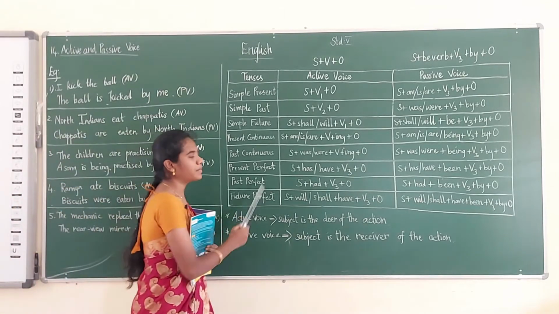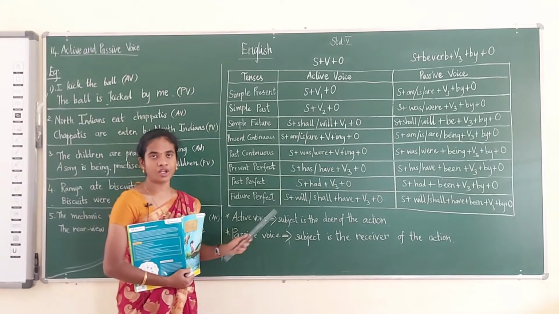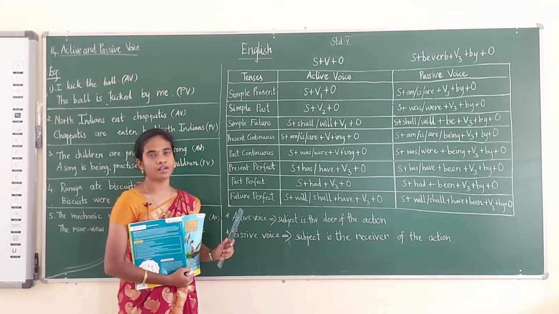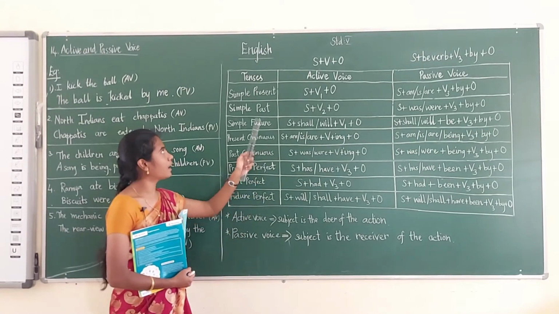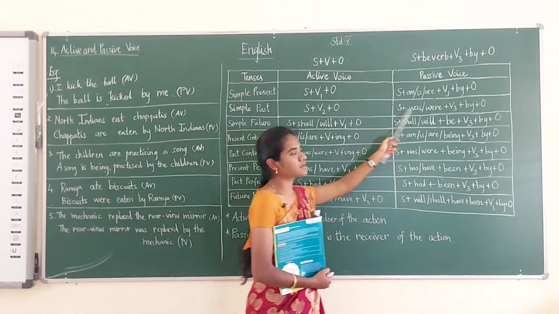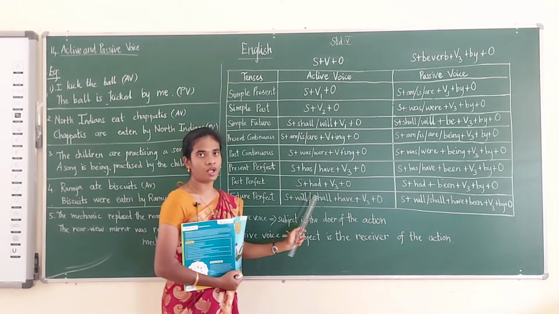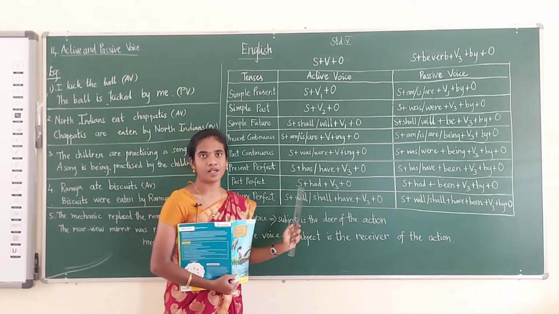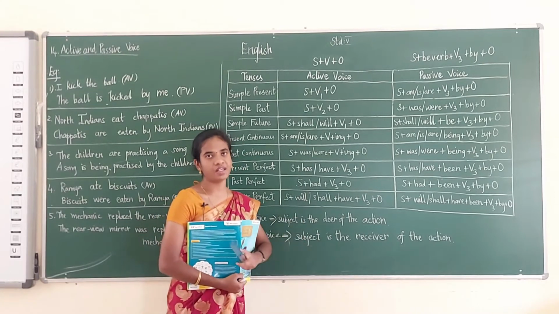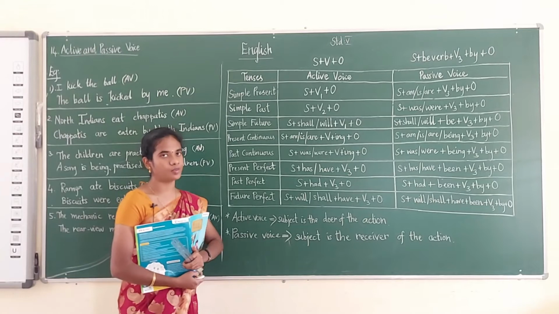Now look at this tabular column, students. You can write this tabular column in your note. It is very important. Here I have written the tenses and the structure of active voice and passive voice. If you understand this tabular column, it will be very easy while doing the exercises. So you can take this tabular column in your notebook.